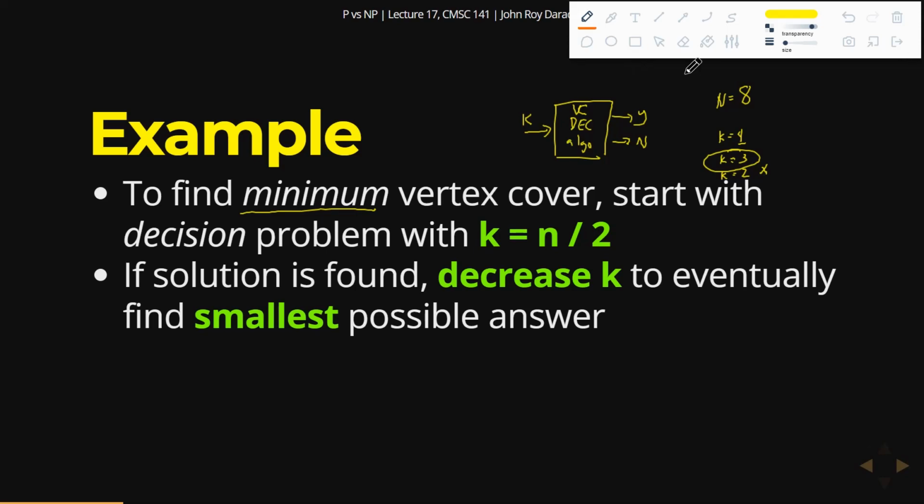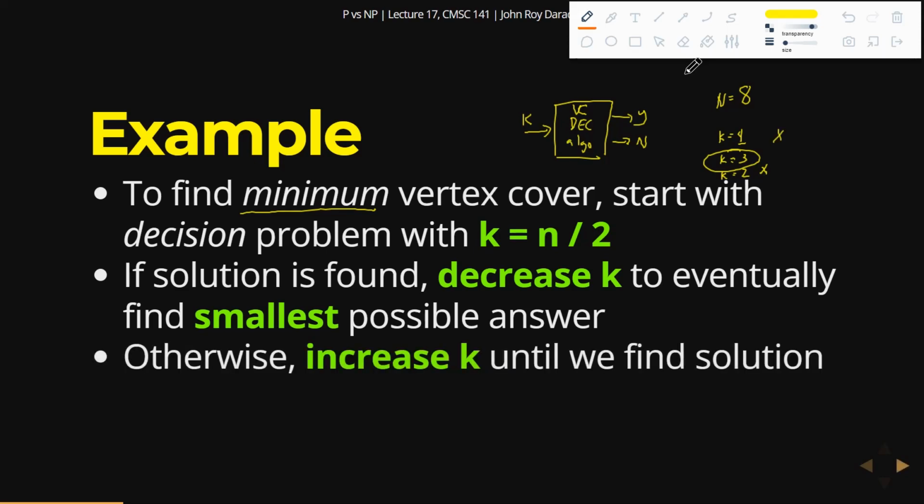But what if k is equal to 4 is wrong, meaning it does not exist? So what you do is you raise the value of k instead. So you'll try k is equal to 5. Does that exist? If not, then you raise it to k is equal to 6. If this one is okay, then you've found the minimum.